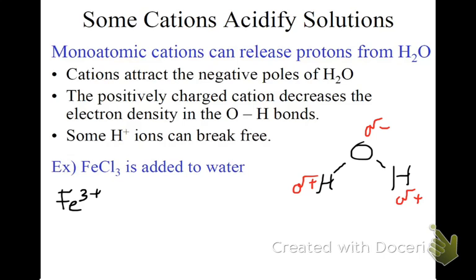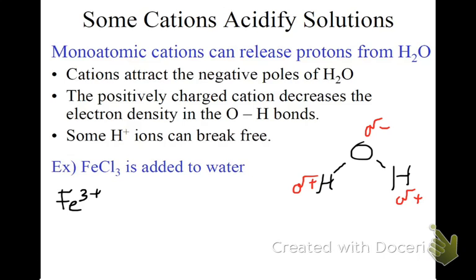And so what winds up happening is this delta negative charge, this slight negative charge, is going to be attracted to this 3+, this very, very positive charge right here. And so the cations will be attracted to the negative poles of water, the poles right there. That means that the iron 3+ right here is going to get itself surrounded by water molecules. When that happens, the positively charged cation will decrease electron density in the OH bonds, and some of the hydrogens will end up breaking free. So let's take a look at this. I'll draw you a picture here in a second of what this is going to look like.